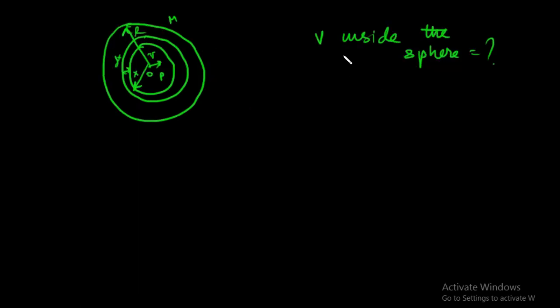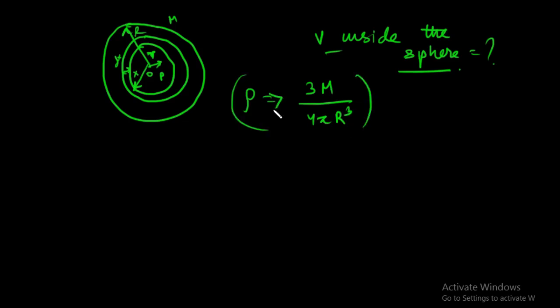Now I want to find out the potential inside the sphere. What would be the potential inside the sphere? Let us take a point P inside the sphere at a distance r from the center of the sphere. This sphere is solid, as we all know, and this sphere is continuous, so the density of the sphere would be constant. This would be 3M by 4 pi R cube. I have told you this.